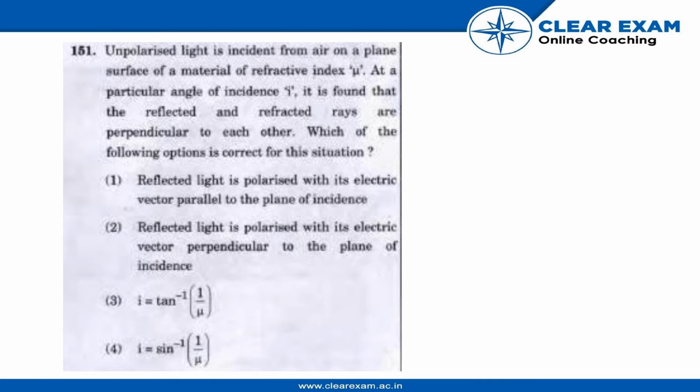So, let's draw it. This is the surface which is mu, and this is the unpolarized light which comes from the air, and this will be the incident angle I. As it is unpolarized light, it is represented by both dots and vectors. And this is the refracted ray, and this is the reflected ray.